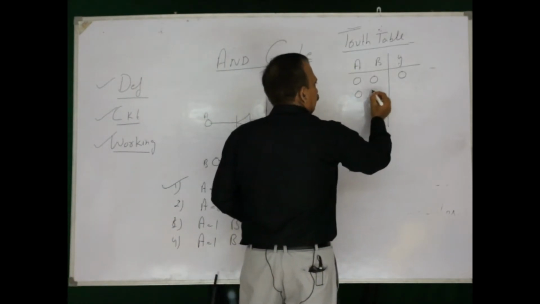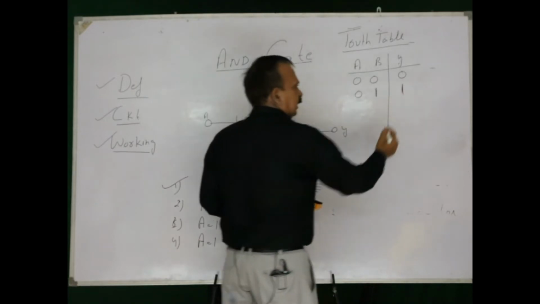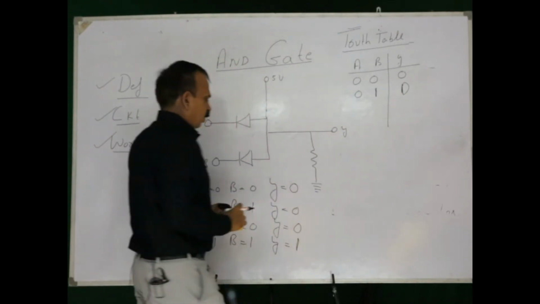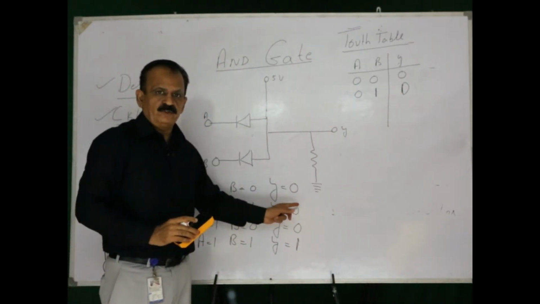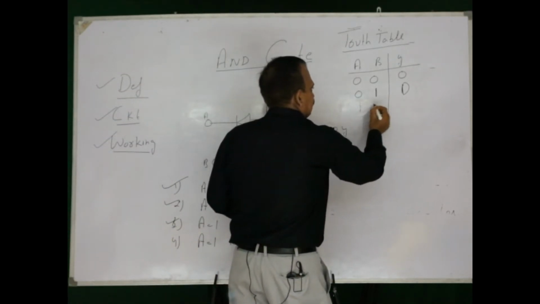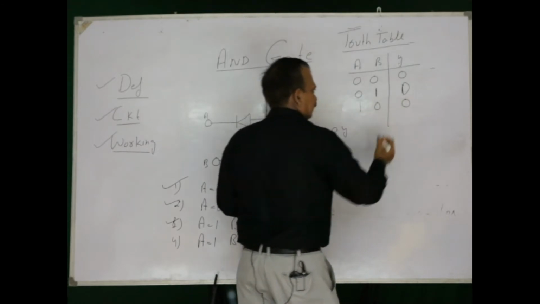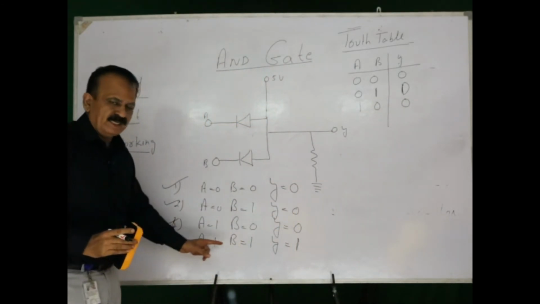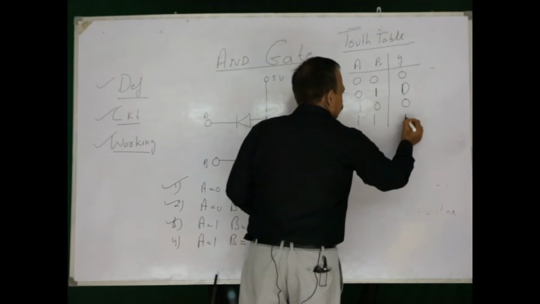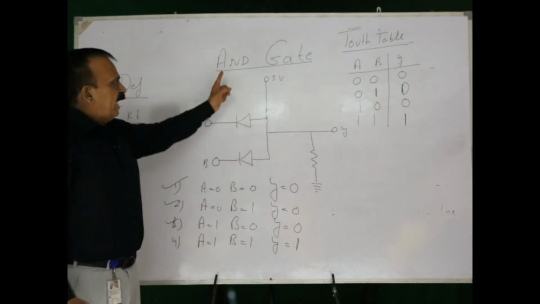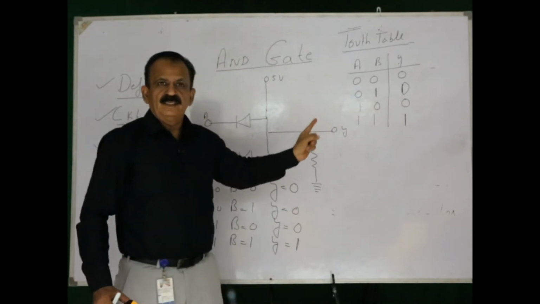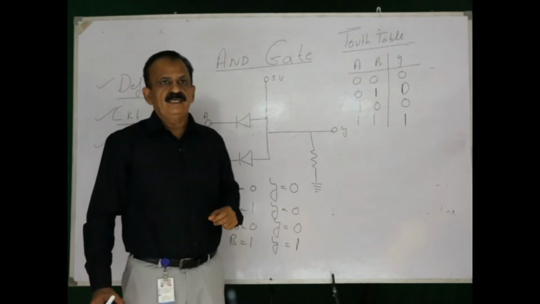A is equal to 0, B is equal to 1, Y is going to be 0. Yes, because A is 0, the value of Y is going to be 0. The third case, A is equal to 1, B is equal to 0, the Y is going to be 0. And the last one is A is equal to 1, B is equal to 1, the Y is going to be 1. AND gate, a logical circuit with one output and two or more inputs, the output will be high when all inputs are high.